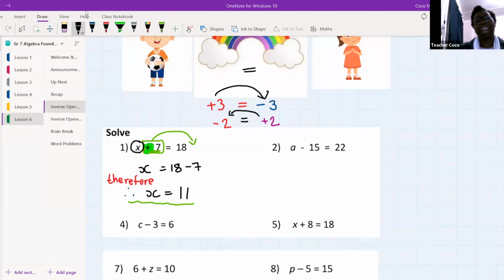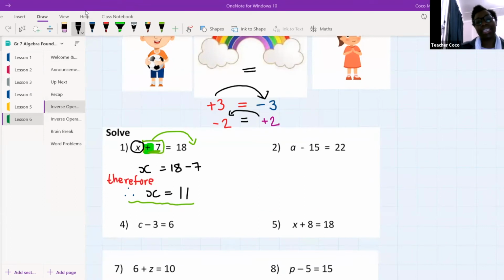Okay, but remember, guys, I'm not interested in the answer because the answer is very obvious. I know that if something plus 7 is equal to 18, I'm going to get 11. I can see it. You can all see it. I'm just like, ma'am, this is grade 1 stuff. What I want us to do is use the over the rainbow rule.